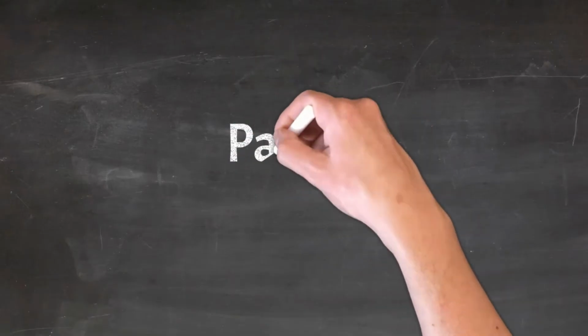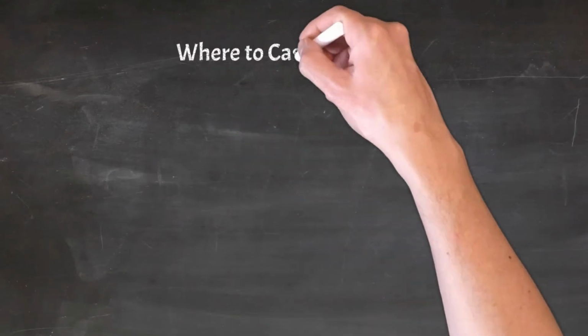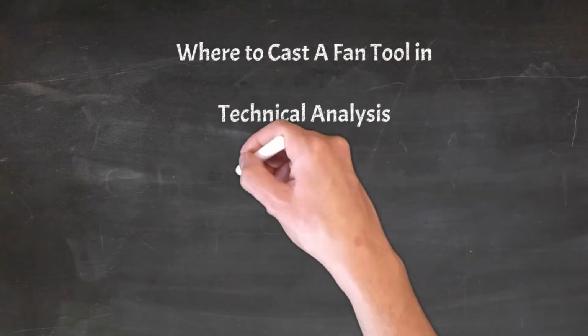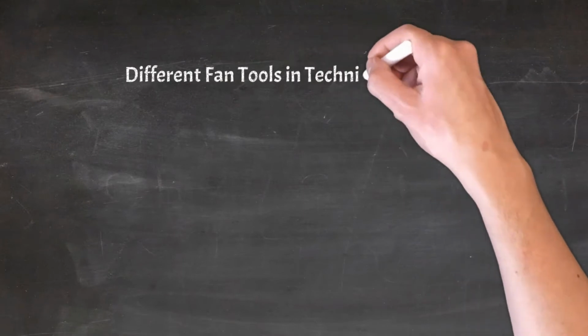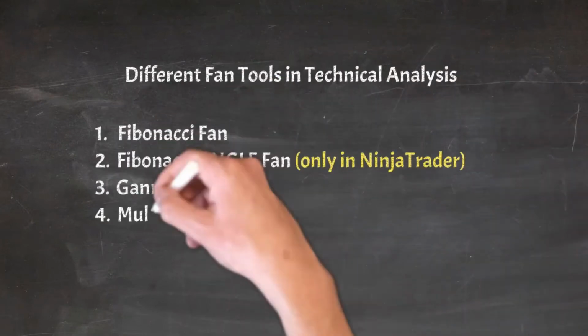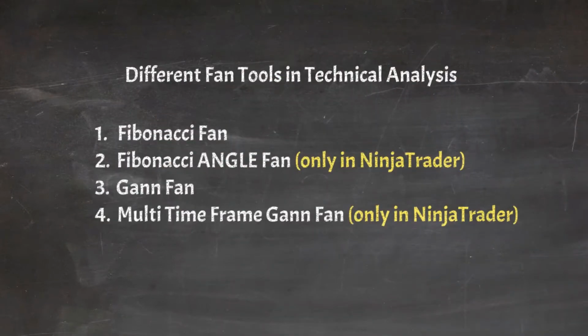Hi traders, you've arrived at part 2 of where to cast a fan tool in your trading. In part 1 we took a look at the different kinds of fan tools on offer to traders, including a Fibonacci fan, a Fibonacci Angle Fan, which is slightly different, and a Gann Fan tool. Catch the link for part 1 in the description below if you're out of sync.